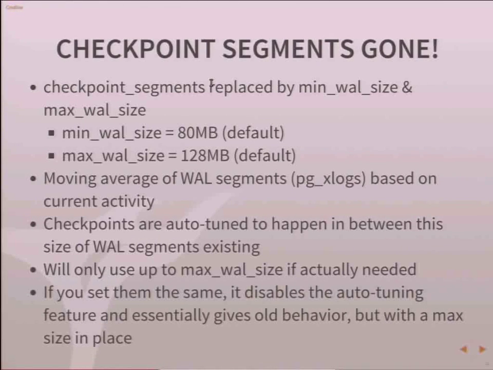From what I understood, before, if you had something that was running a whole lot of WAL, the number of checkpoint segments could grow larger. This max wal size actually puts a max on the number of XLogs that will be there. And then based on the minimum size, it tries to do a moving average to get the checkpoint done. And like I said, it'll only do up to max size. If you set these two values the same, you're essentially making it what it used to be like, but now you have a maximum size on the WAL files there.